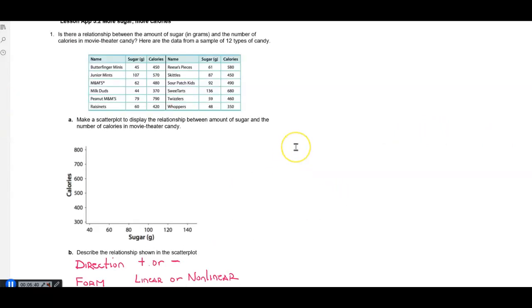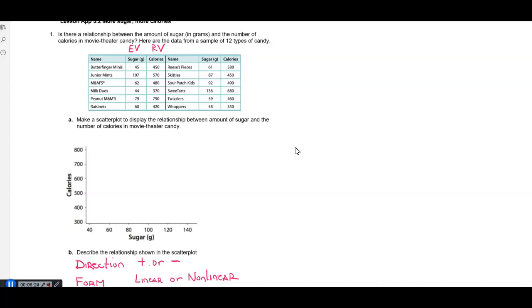So it's asking, is there a relationship between sugar and calories? We've got to decide which one would be the predictor and which one would be the response. Now, sometimes it doesn't matter. You can do it either way. In this case, if you know how you turn the candy over and it tells you how much sugar, is that a good predictor for the amount of calories? So we're going to say that sugar is our explanatory variable, and the calories is our response.